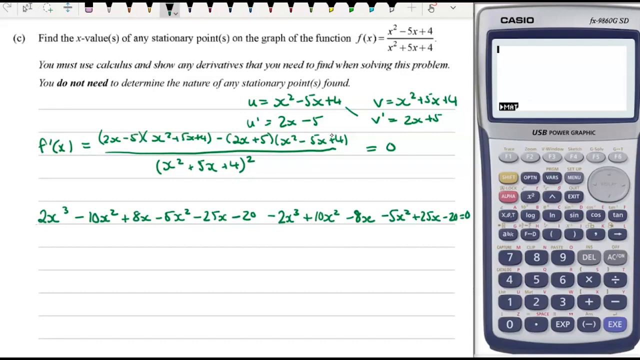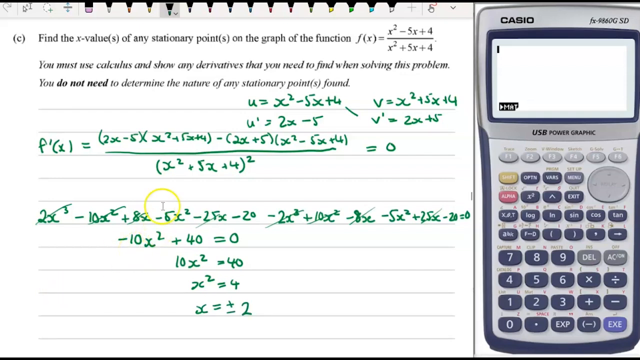Okay, let's do some cancelling. That one cancels with that one. That one cancels with that one. That one with that one. Then we've got this one with this one. So minus 10x squared is left, and so is 40. We'll equal that to 0. So 10x squared equals 40. X squared equals 4. So x is plus or minus 2.